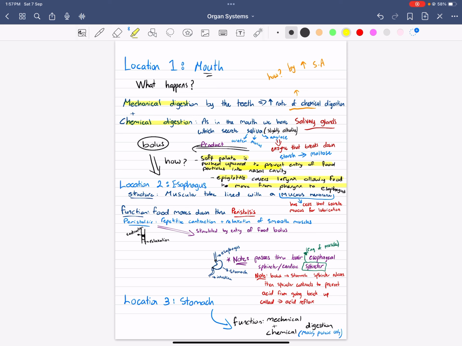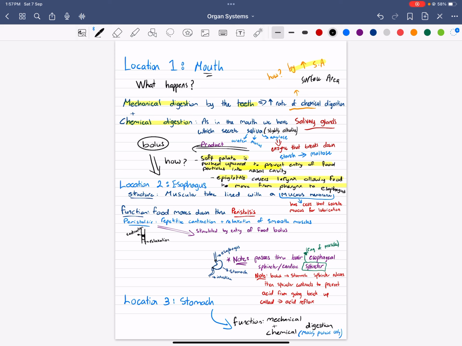Mechanical digestion is accomplished by the teeth. And what does it do? Remember, we said mechanical digestion aids chemical digestion. How? By increasing the surface area. SA means surface area. That's how it increases the rate of chemical digestion. Now we said chemical digestion is the chemical breakdown using digestive enzymes.